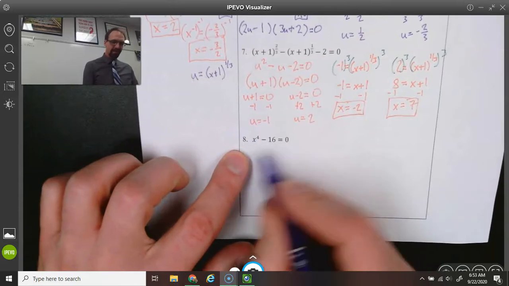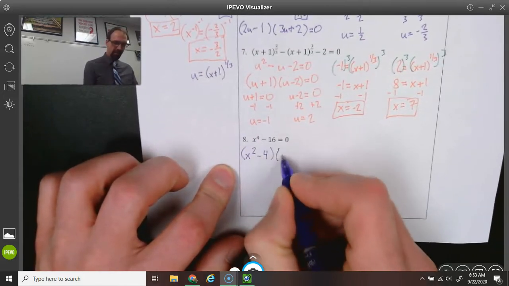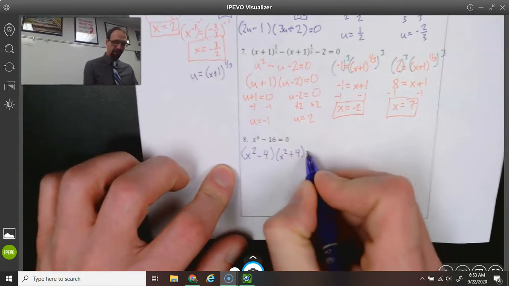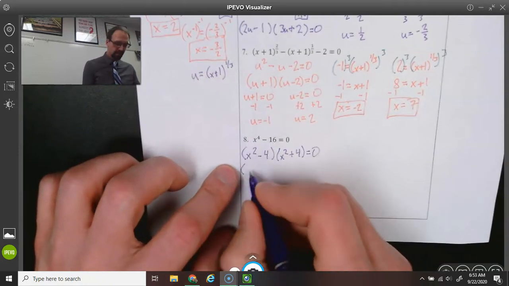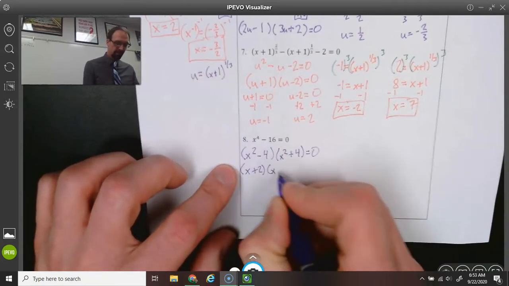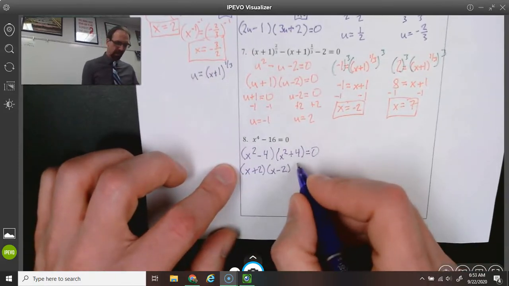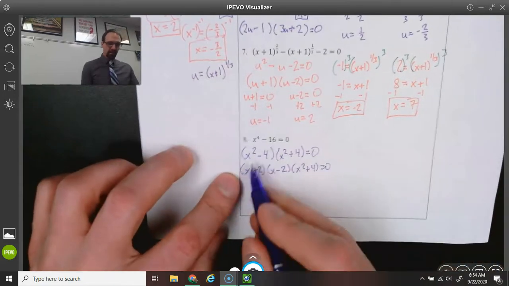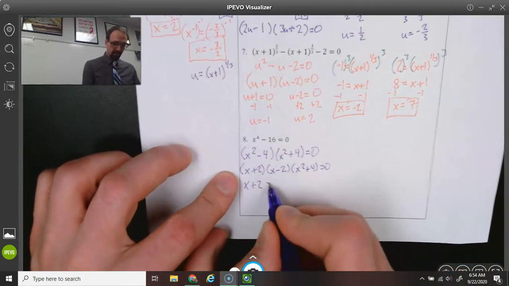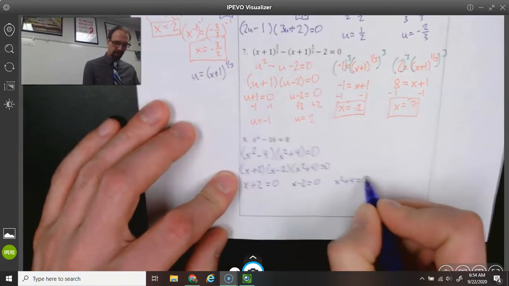So this is a difference of squares. I have x squared minus 4 and x squared plus 4. Then x squared minus 4 is also a difference of squares, so I have x plus 2, x minus 2. This x squared plus 4 is not a difference of squares, so I'm just going to set that equal to 0 and then solve. If I set each of these equal to 0, I have x plus 2 equal to 0, x minus 2 equal to 0, and x squared plus 4 equal to 0.